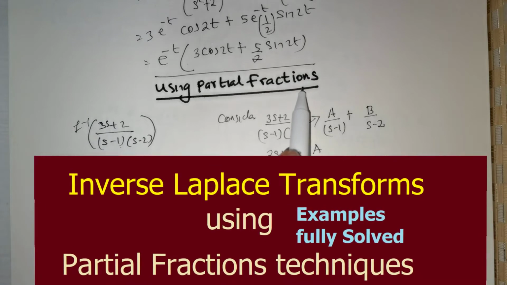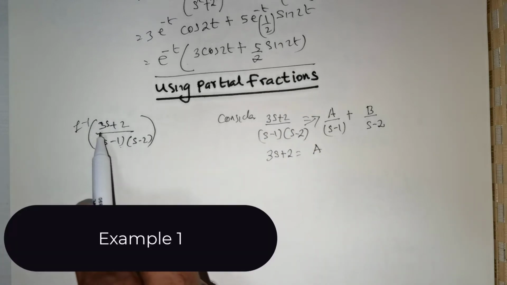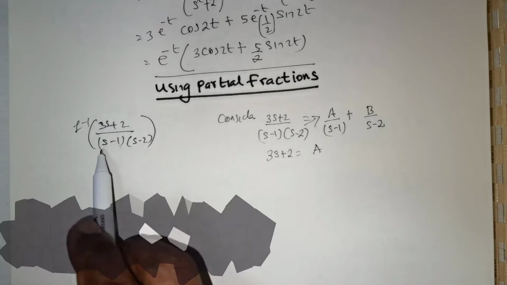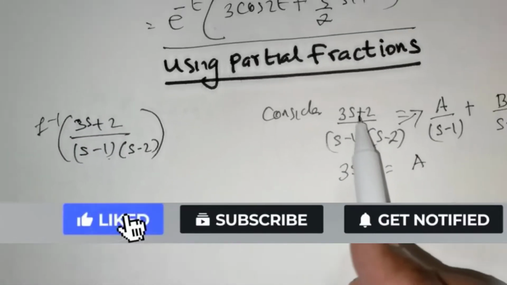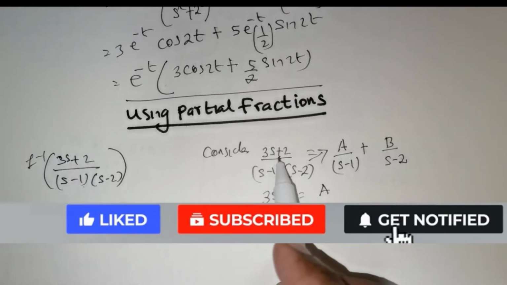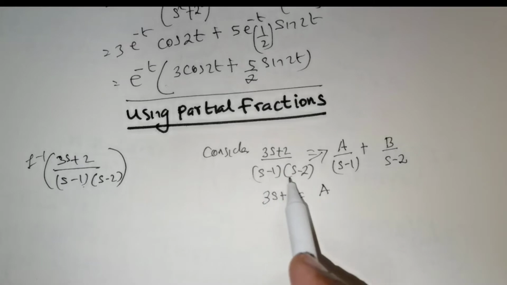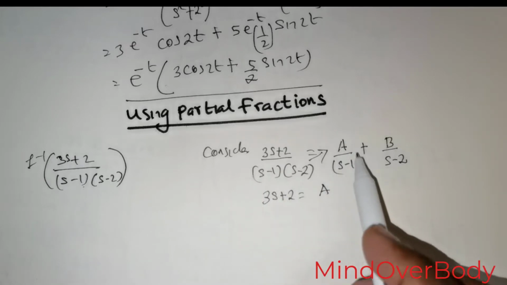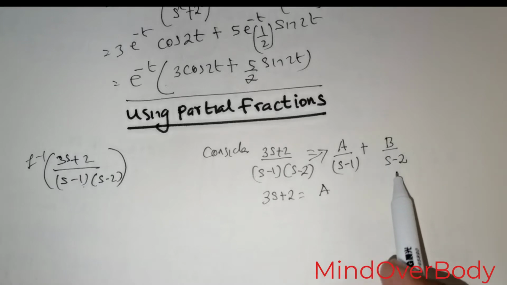We will be using partial fractions. We have been given this question: L inverse of (3s + 2) divided by (s - 1)(s - 2). I have taken this quantity separately and rewritten it as (3s + 2) divided by (s - 1)(s - 2) equal to A over (s - 1) plus B over (s - 2).